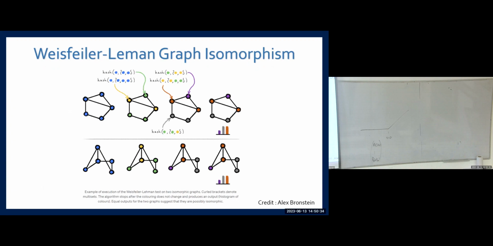So, like we described, we have some uniform initial coloring, and then each node's coloring is updated by its neighbors. This node has 3 neighbors, so it's colored differently than this one that has 2 neighbors, and so forth. And then the test stops when reaching a stable coloring. Here there is no update to the coloring, so the test stops, and then we have a readout of the graph histogram. And 2 graphs are isomorphic if their coloring histograms are identical.